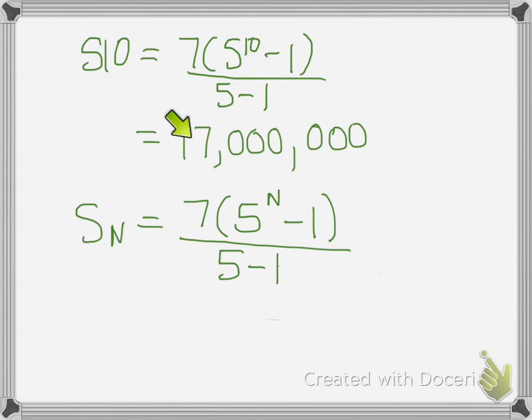So the 5 is the amount that the pattern is growing by, the factor that it's growing by each time. So that's what the 5 is. The n is the step, and then the 7 is how many people did it start with? Where did it start from? Okay, so that's pretty cool.